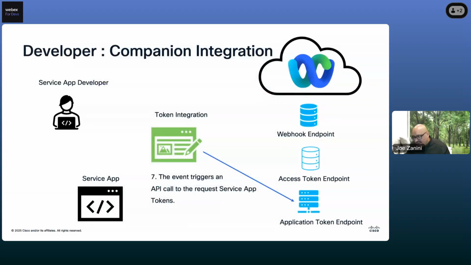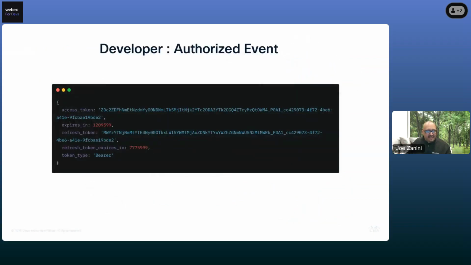Moving on, now that I have everything I need to make the API call to the application token endpoint for my service app to be functional and become a bearer of a token on behalf of an organization, I have everything I need now. The application token endpoint is going to give me that access and refresh token to represent that organization and turn my service app into a virtual administrator. I'm going to then hand that off, and this is what that looks like here.